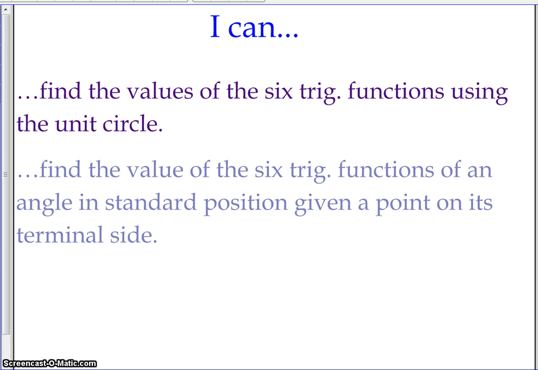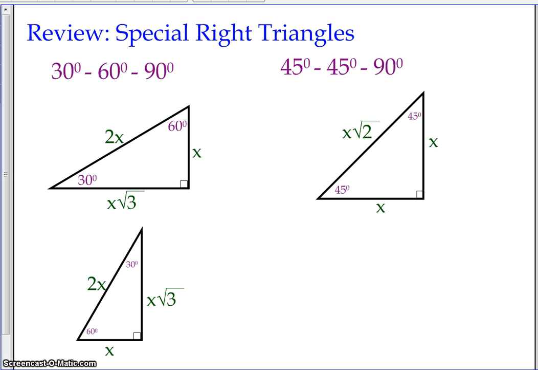It'll be more in the next lesson that we look at finding the values in standard position when you're given a point. So today we're really just going to get an overview of what that unit circle is. So let's remind ourselves what our 30, 60, 90 triangle looks like and what our 45, 45, 90 triangle looks like.